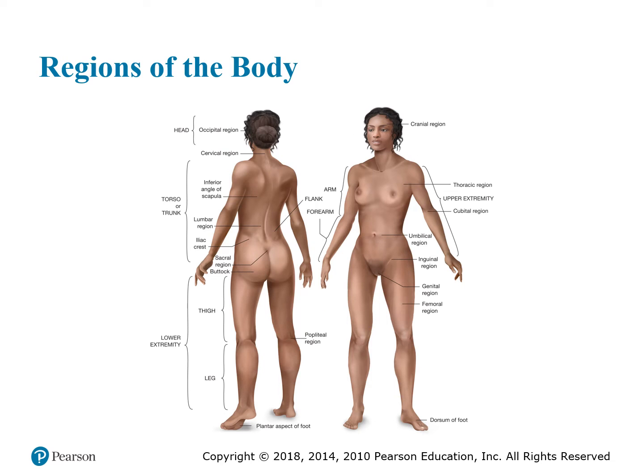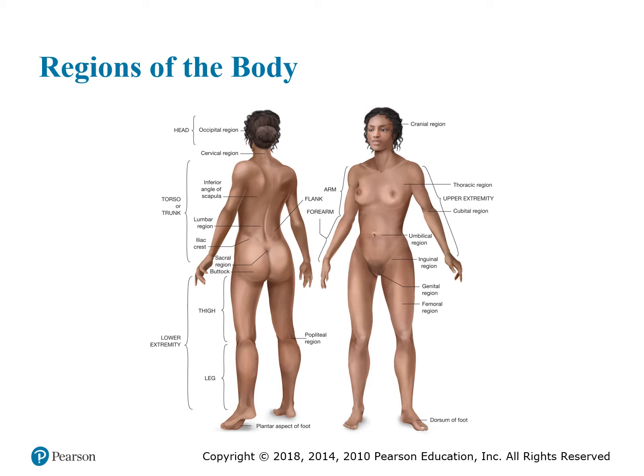Okay, now we have different regions of the body. Okay, cranial region referring to the head. Now the occipital region specifically is referring to that posterior aspect of the head. The cervical region referring to where we have our cervical spine. Okay, the inferior angle of the scapula is referring to the lower angle of the scapula here. Okay, the lumbar region is referring to our lower back.